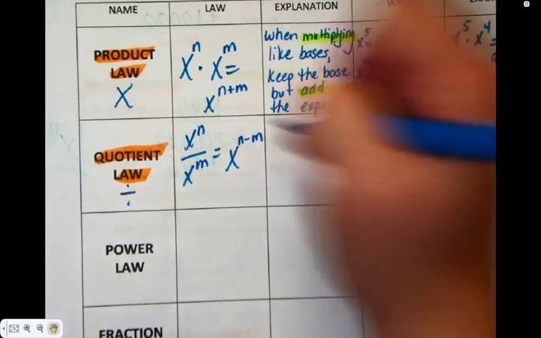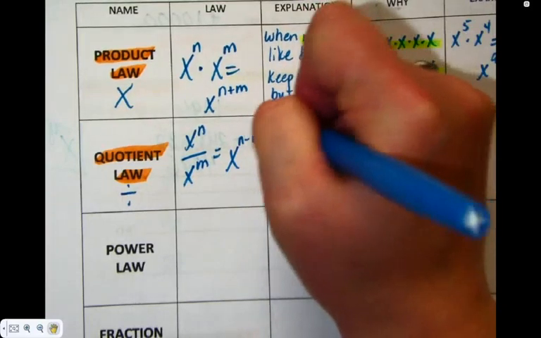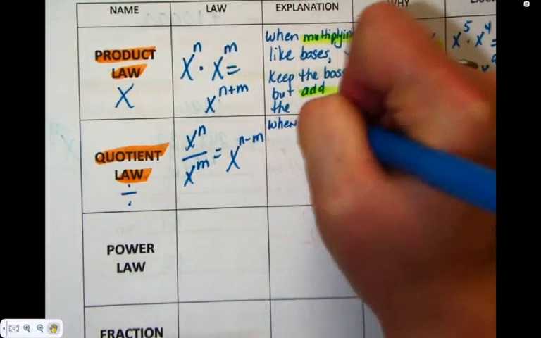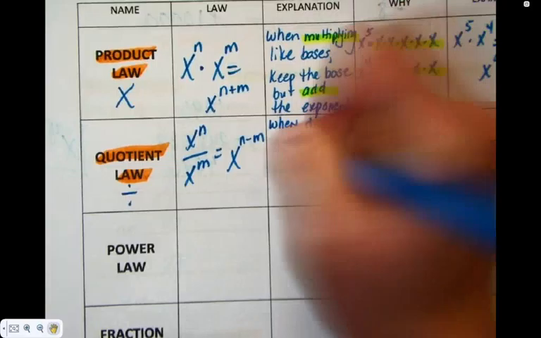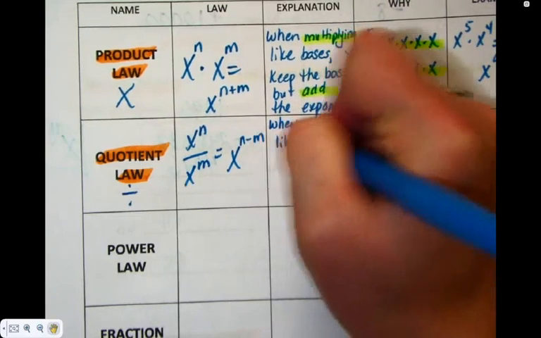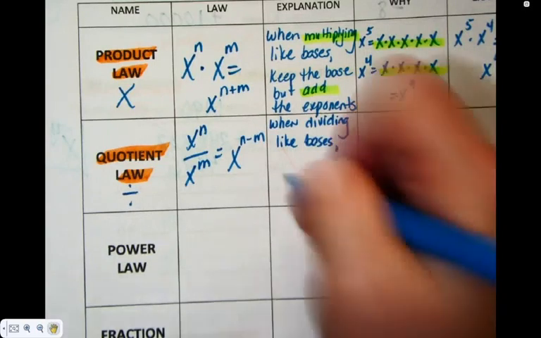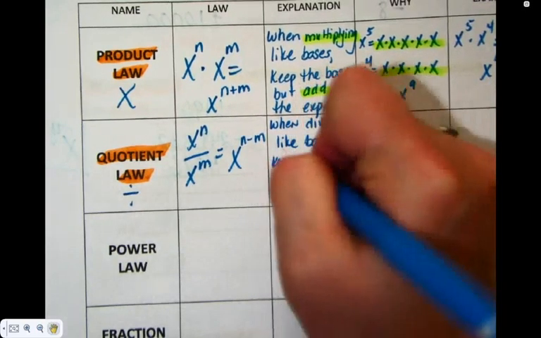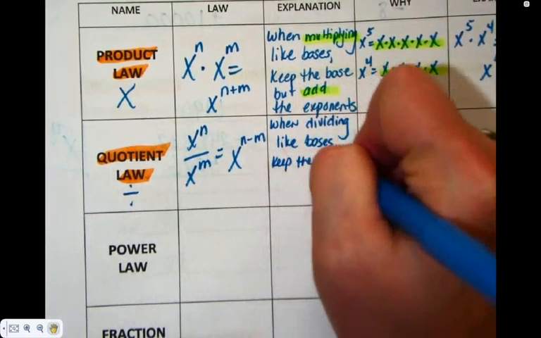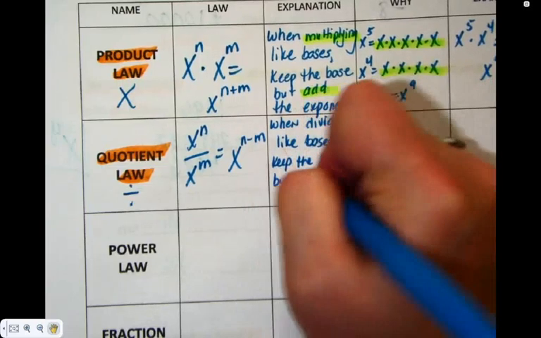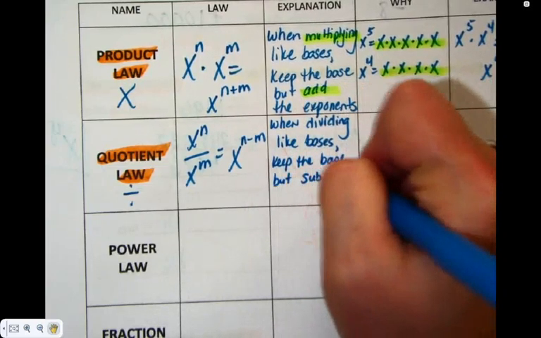In words, if you're a wordy person, when dividing like bases, keep the base, but subtract the exponents.